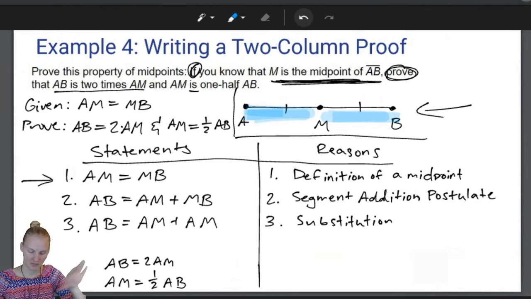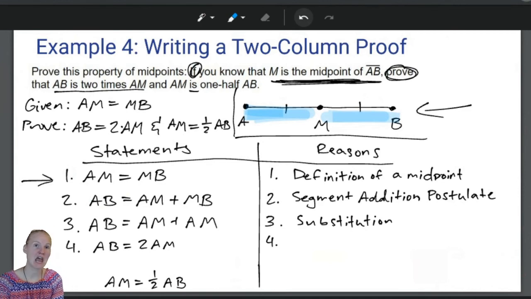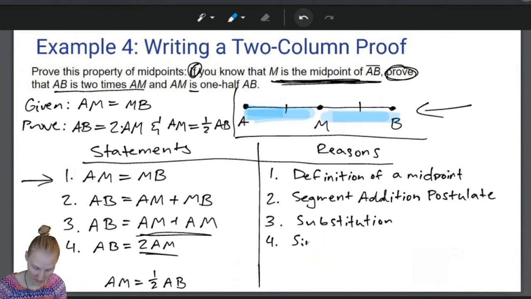Property of equality, I'm just going to write substitution. And then now look at this. I can just say step 4, I can go right to AB is equal to 2AM, and this is just simplifying. This is literally just AM plus AM is the same as 2AM. So all I'm doing is simplifying.